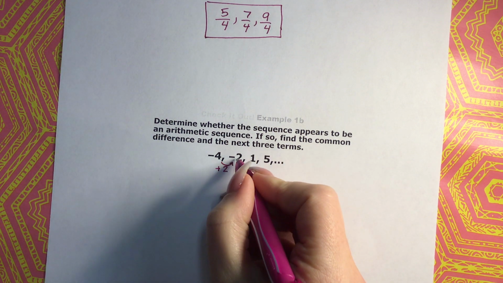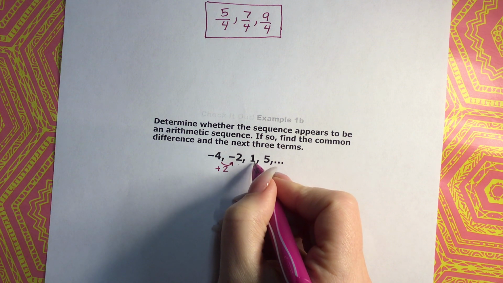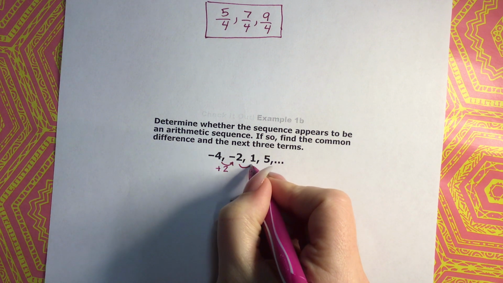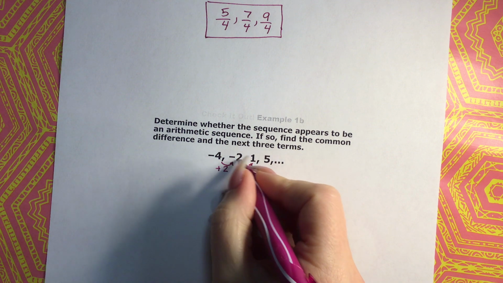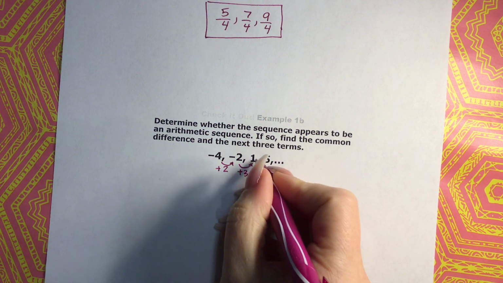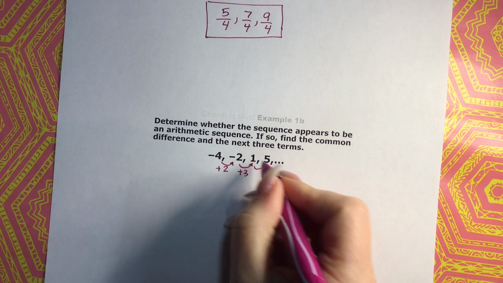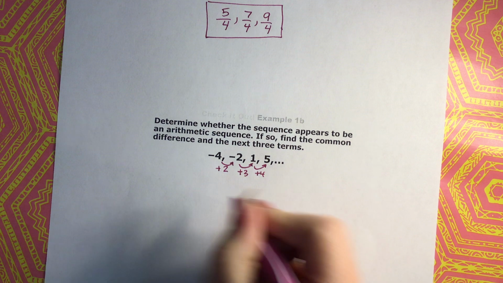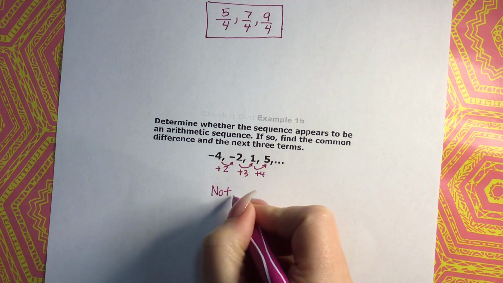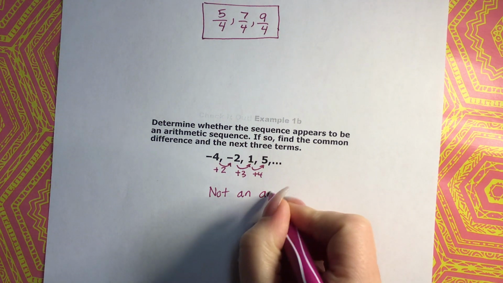Okay. What about from -2 to +1? Well, that would be a difference of 3, since -2 plus 3 would give you 1. And then here from 1 to 5, that would be 4. So we don't have a common difference, so this is not an arithmetic sequence.